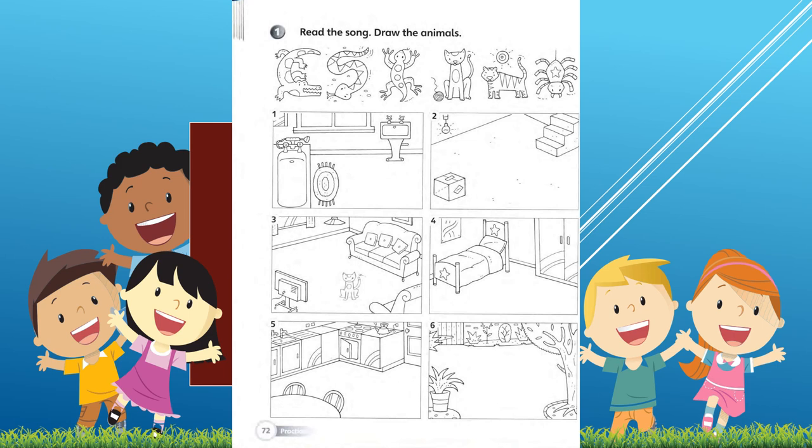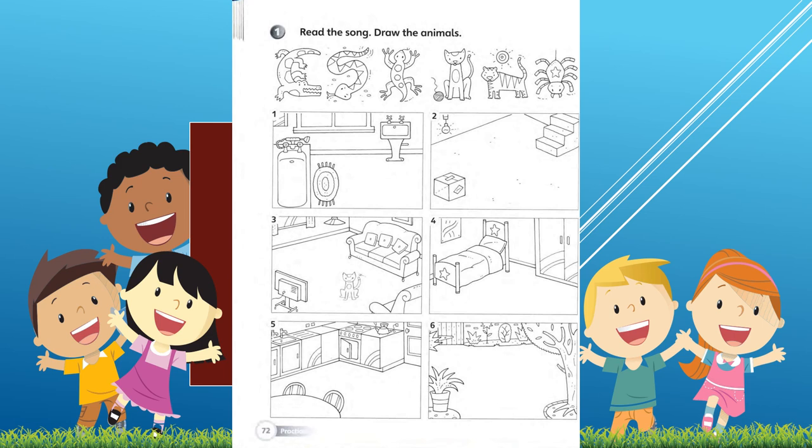Now turn to page 72. Read the song, then draw the animals. Do you remember the song in the student's book? Okay, the song is on page 71 in the student's book. So please go look at page 71 of the student's book, and then you will read the song again and draw the animals. You don't have to do this assignment now. You can do this one later in your free time.